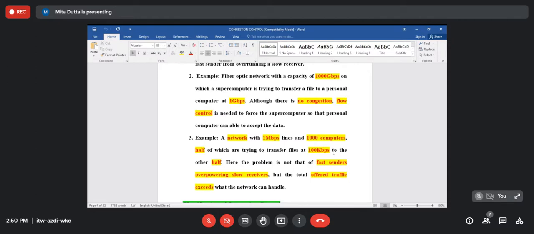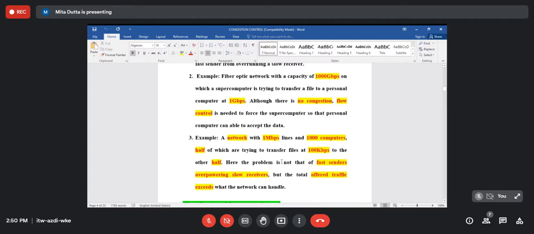Now, under this situation, there will be no need for flow control because both ends' processors are running at the same speed, but the network is overflowed with packets because the network capacity is only 1 Mbps. So in this example, when this situation arises, there will be no flow control issue, but the network is being congested.